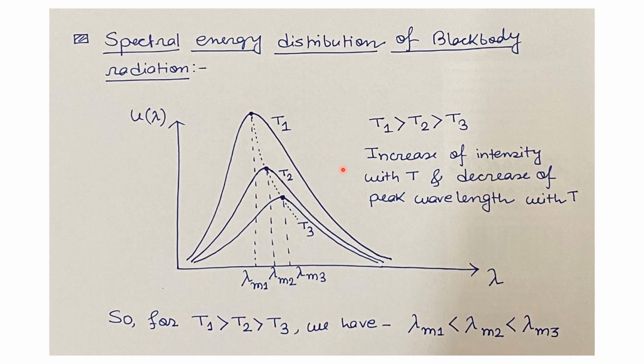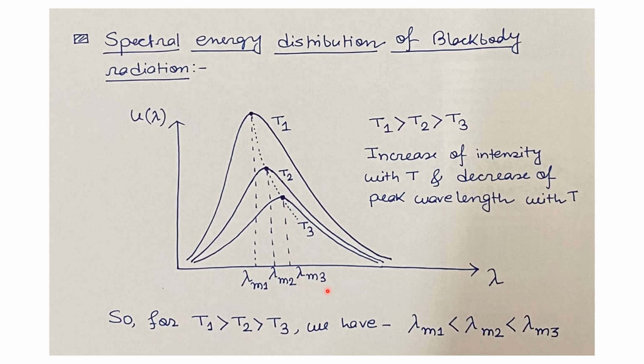As we can see, as the temperature is increasing from T3 to T1, the intensity of the curve is getting increased. Now for the temperature T1, the peak of the curve is coming at wavelength lambda m1. For the temperature T2, the peak of the curve is coming at wavelength lambda m2. And for the temperature T3, the peak of the curve is coming at the wavelength lambda m3.